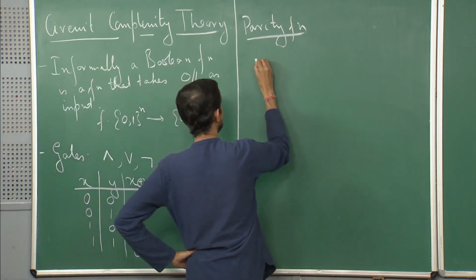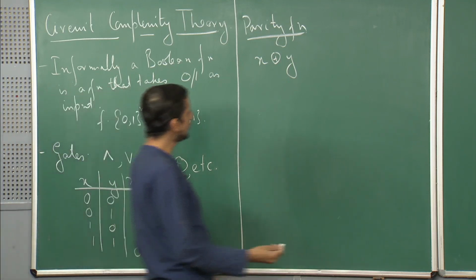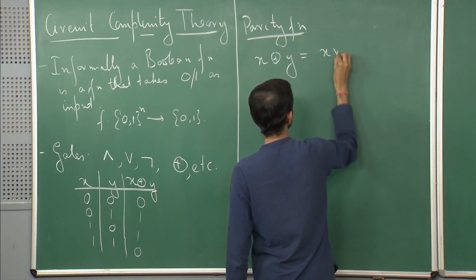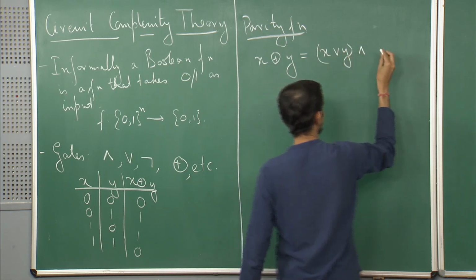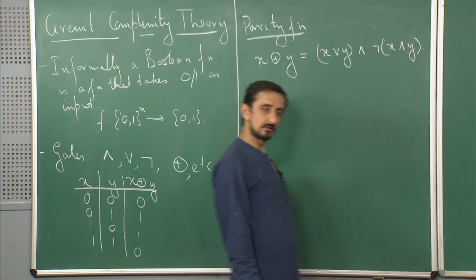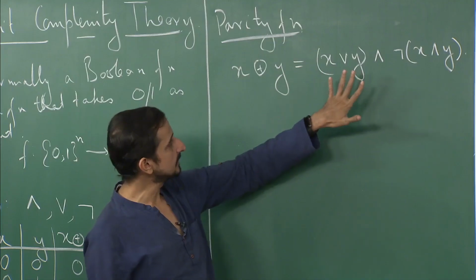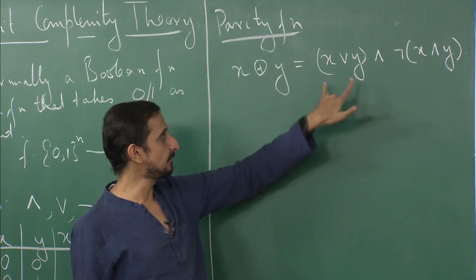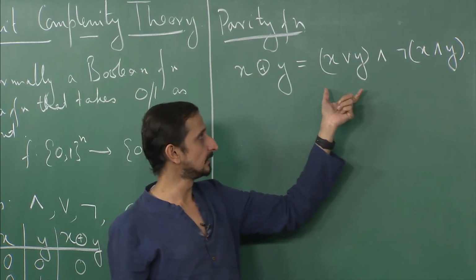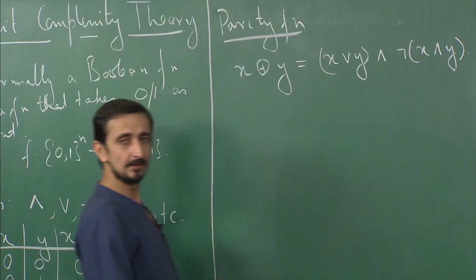But how can I define the parity of x and y in terms of, let's say, AND, OR or NOT gates? One way to define the parity function in terms of AND, OR and NOT gates is: parity of x and y is (x OR y) AND NOT(x AND y). What it is saying is that if both x and y are 0, then this part is 0, and if both x and y are 1, then this part is 0. So the function will be 0 in these two cases, and if one of x and y is 1, then both these terms are 1, therefore the parity is 1.